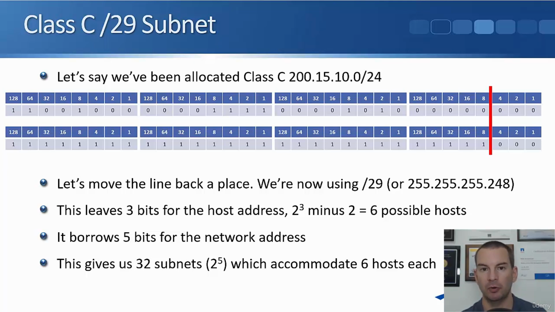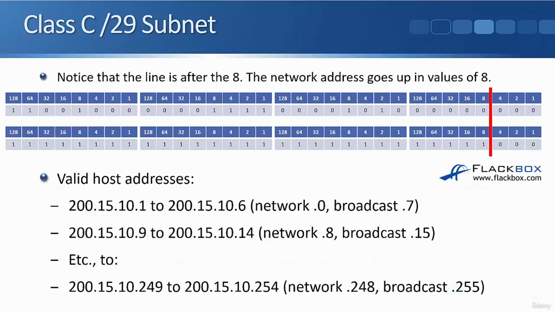And class C, the default subnet mask is 24. Here we're using a /29, so we're borrowing 5 bits for the network address. 2 to the power of 5 is 2, 4, 8, 16, 32. So we've got 32 available subnets here.